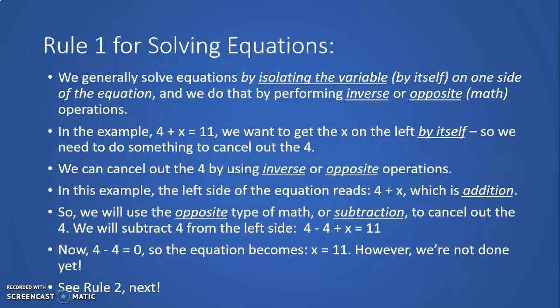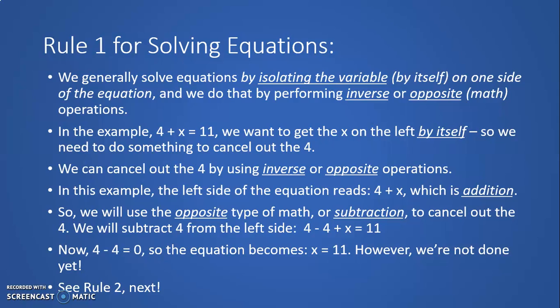In this example, the left side of the equation reads 4 plus x. Plus means addition. So, we will use the opposite type of math, or subtraction, to cancel out the 4. We will subtract 4 from the left side. 4 minus 4 plus x equals 11. Now, 4 minus 4 equals 0. So the equation becomes x equals 11. However, we're not done yet.